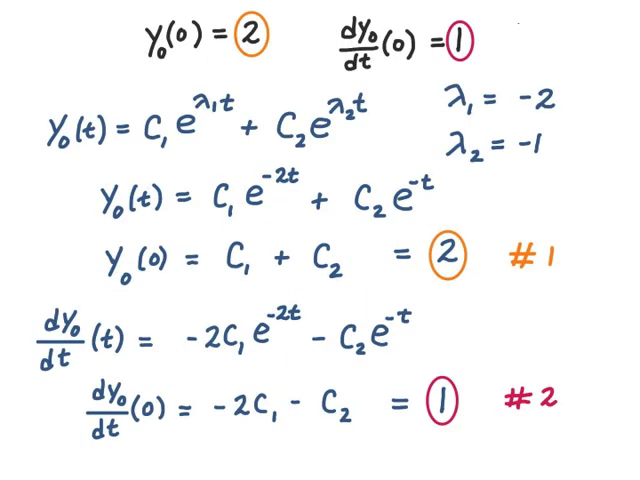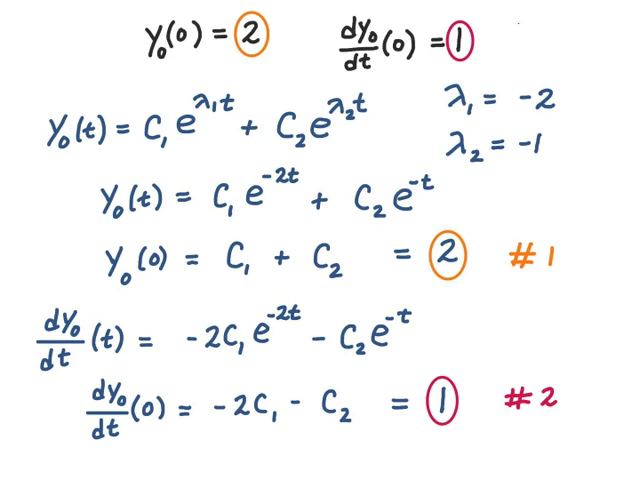Now we'll solve for c1 and c2 using our initial conditions. y0 at time 0 is equal to 2, and dy0/dt at time 0 is equal to 1. So, we know that λ1 is minus 2 and λ2 is minus 1, so y0(t) is c1 e^(-2t) + c2 e^(-t). Setting t equal to 0, we find y0 at time 0 is equal to c1 + c2, which is equal to 2. We'll label that equation number 1.